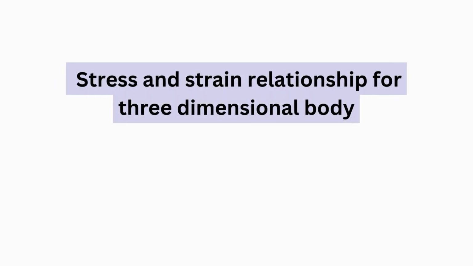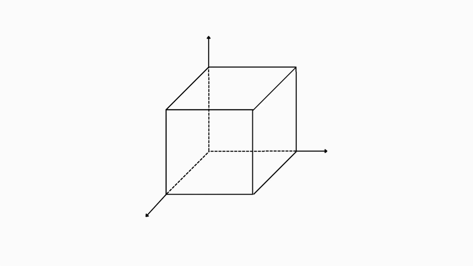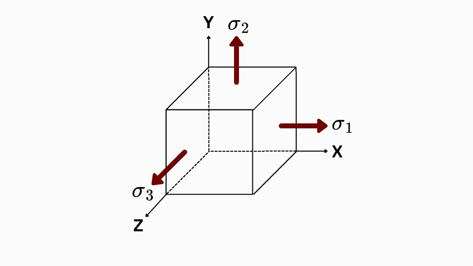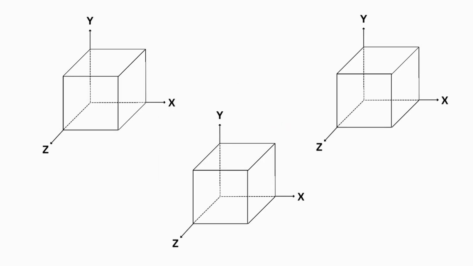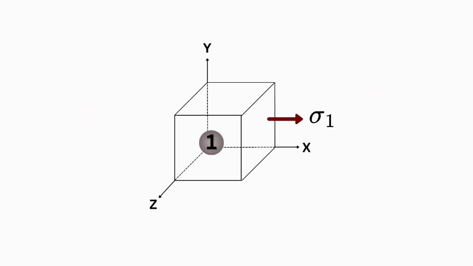Stress and strain relationship for three-dimensional body. A three-dimensional solid is subjected to three mutually perpendicular normal stresses, denoted as sigma-1, sigma-2, and sigma-3, acting along the x, y, and z directions respectively. Consider the strains produced by each stress separately. The stress sigma-1 will produce strain in the direction of x, and also in the directions of y and z.